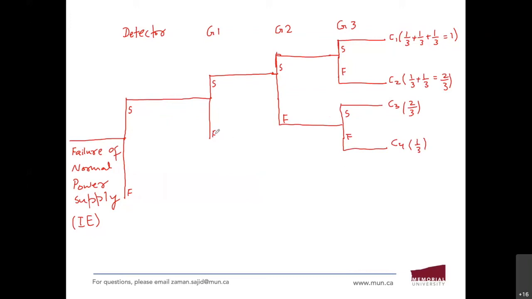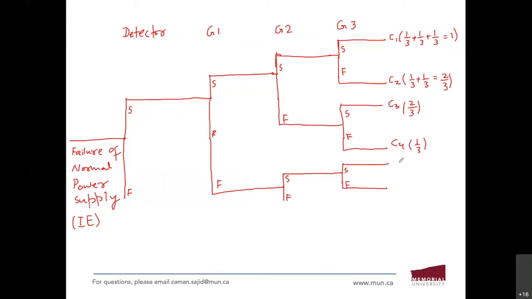Now let's come to this barrier here. Now if generator 1 fails, it will go to your second barrier, which is your G2. Now there could be again two possibilities. It could work or it could fail. Again, this F we can write down here. Now if your second generator is a success, then the barrier is generator 3. So there could be two possibilities again with this. It could succeed, it could be a failure.